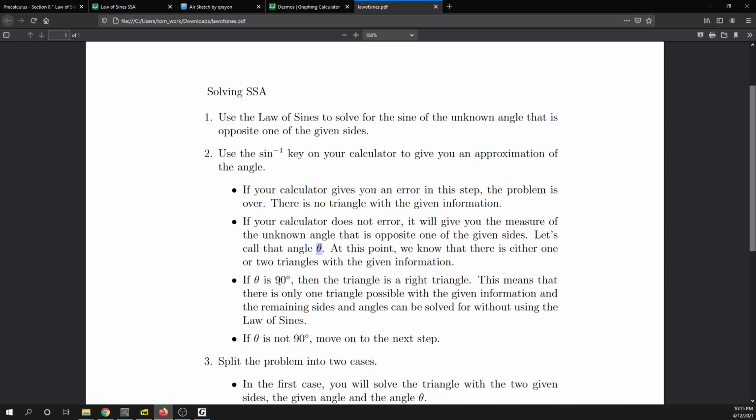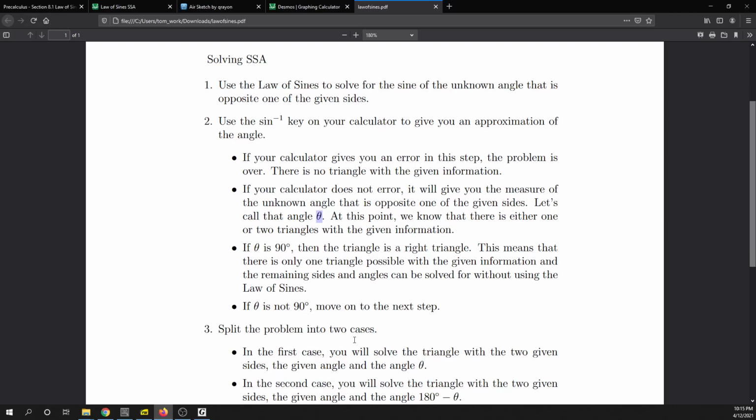It is possible that you would get 90 degrees exactly, and then in that case you have a right triangle. And that means you don't even need to use the law of sines. You can just use regular right triangle trig to solve for these sides, and that's something that we did previously in this class. I can't remember exactly what lesson it was, but I think it was on the first test, on right triangle trig. So if you get 90, you don't even really need to use the law of sines. If you don't get 90, then you need to move on to this next step.